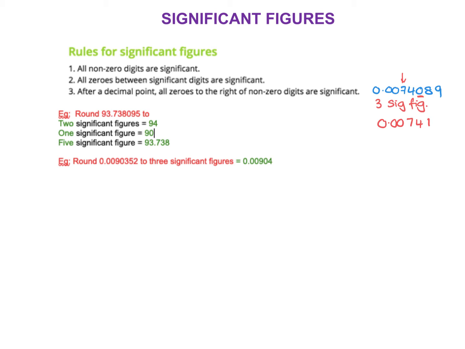So here they've done a little bit of an example with a number, and then they've said 2 significant figures, 1, and so on. And then down here we did another example with the 3.